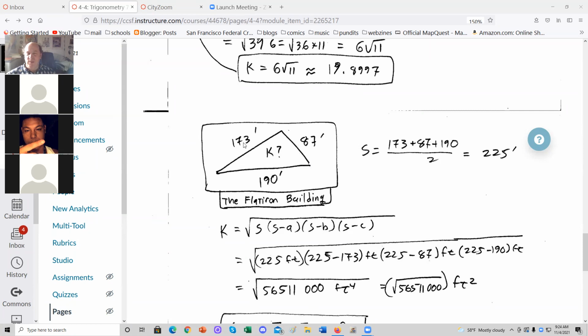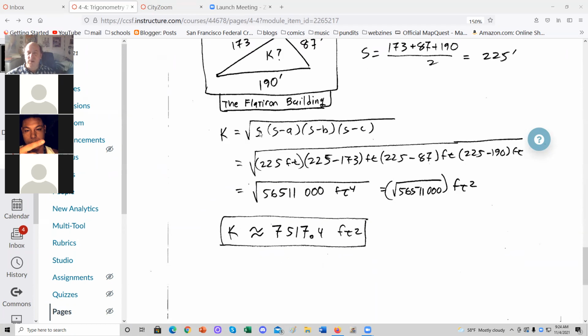The building is triangular because it's in a triangular block. The sides are 173 feet by 87 feet by 190 feet approximately. What's the floor area? All right, fine. Semi-perimeter is (173 plus 87 plus 190) over 2, which is 225 feet. K equals the root of s times (s minus a), (s minus b), (s minus c). So the root of 225 feet times (225 minus 173) feet times (225 minus 87) feet times (225 minus 190) feet.